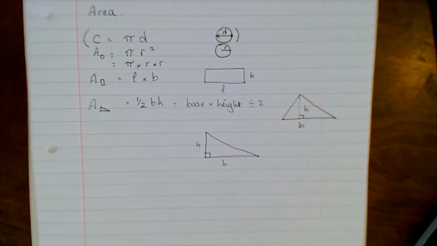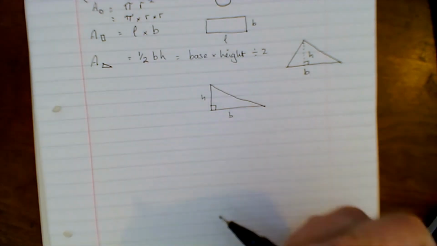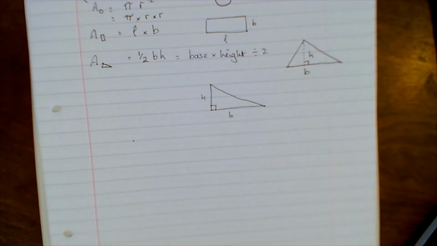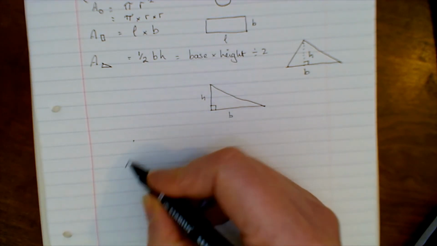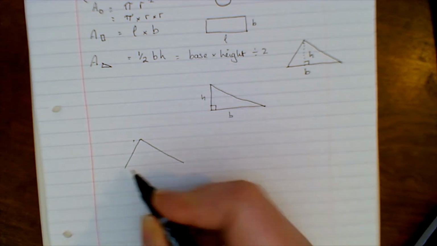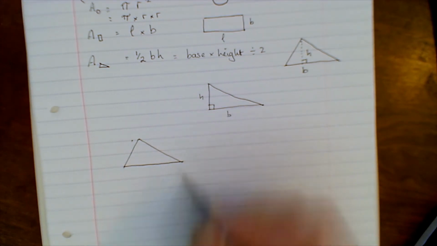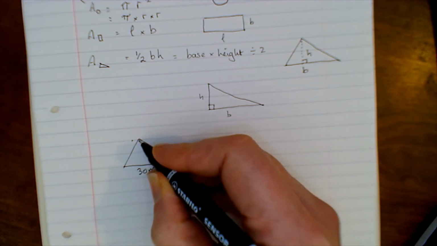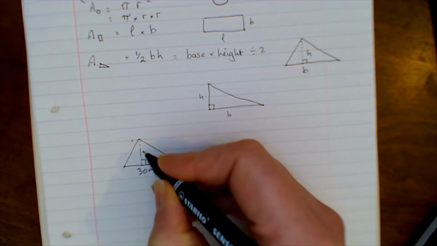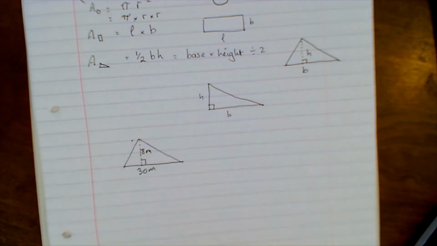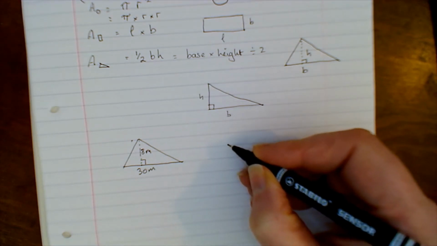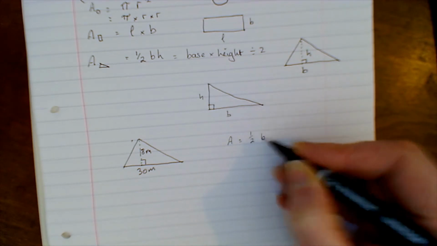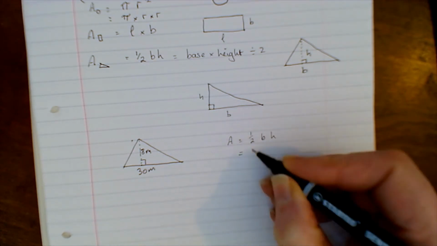So those are the formulae you need to know, and then you need to be able to do things with them. So at its simplest, we might have a triangle, and that might be 30 meters, and that might be 8 meters. And then you just need to write down your formula. A equals half base times height. And then you need to put the numbers in.